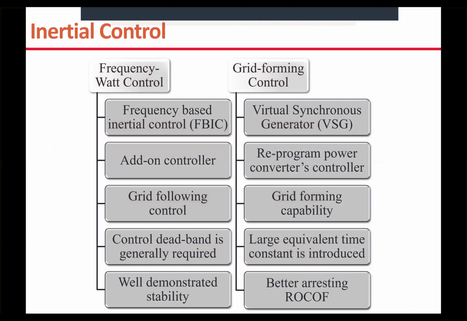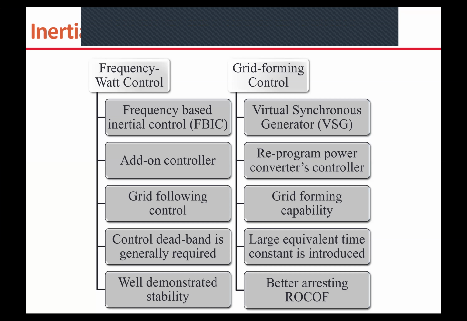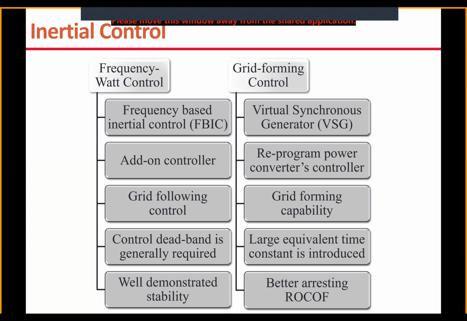And typically we use a type 4 machine, a permanent magnet synchronous generator, which has a wider speed range. There are 2 types of inertial control methods for wind turbines. One is called frequency-watt control, and one is called grid forming control. Frequency-watt control is also called active control, and grid forming is called passive control.